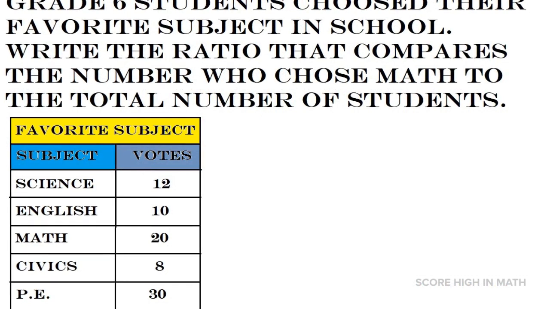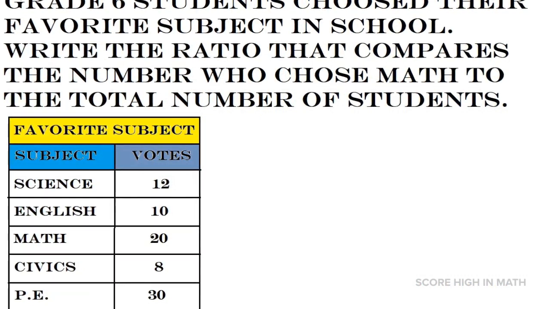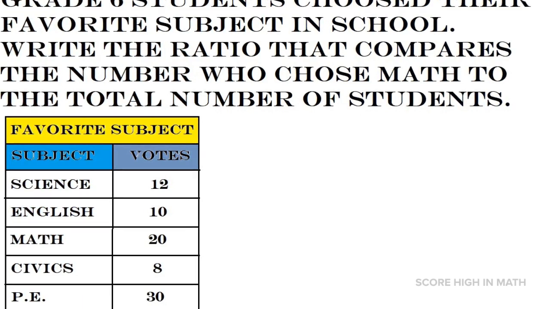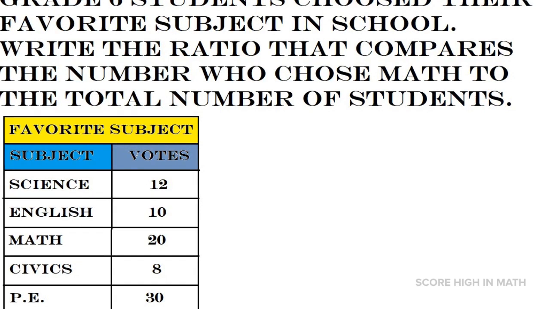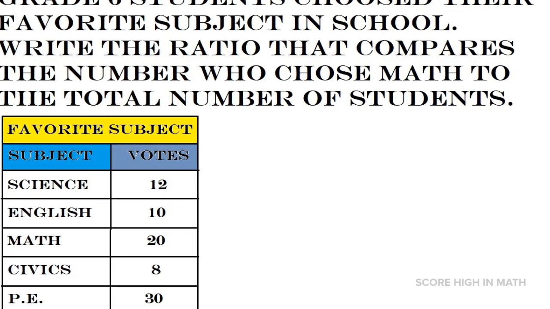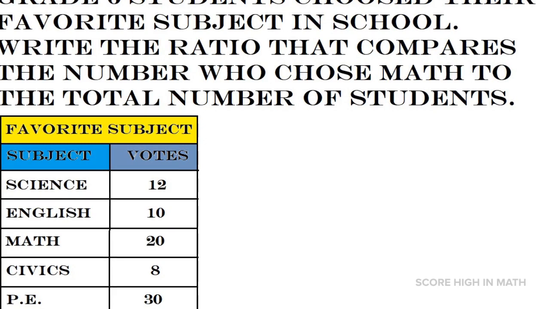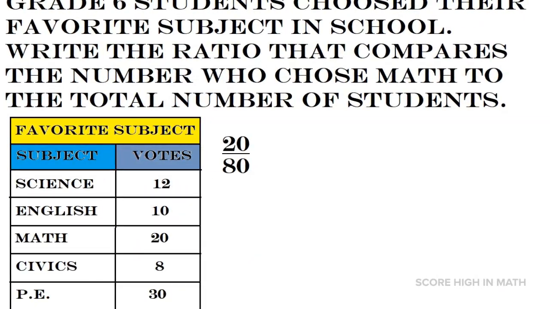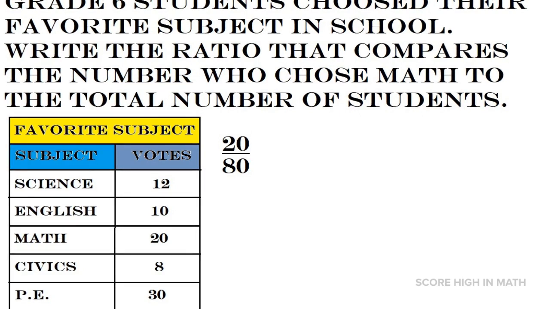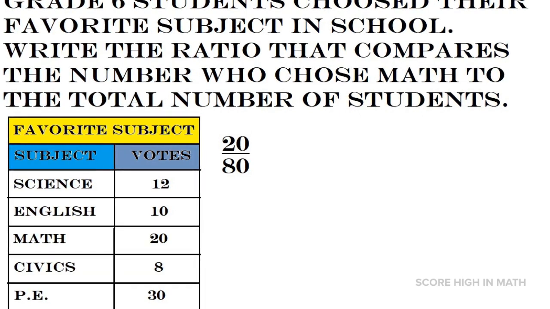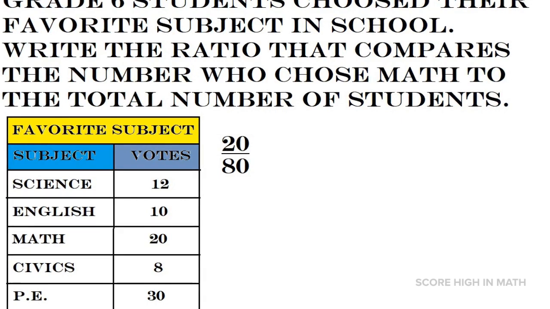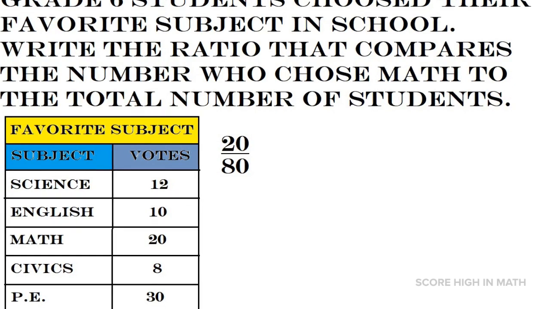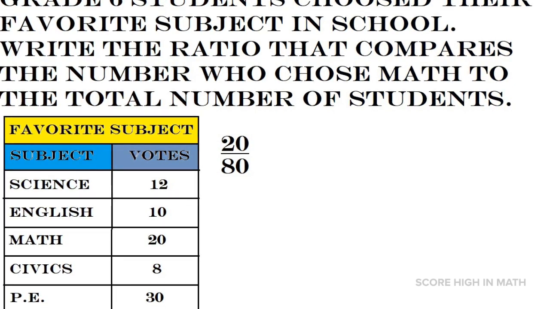Let us work on this example so that you can understand it more. Grade 6 students choose their favorite subject in school. Write the ratio that compares the number who choose math to the total number of students. The table is shown below. The number of students who voted math is 20. And the total number of students is 80. We are going to add 12 plus 10 plus 20 plus 8 plus 30, which is equal to 80.